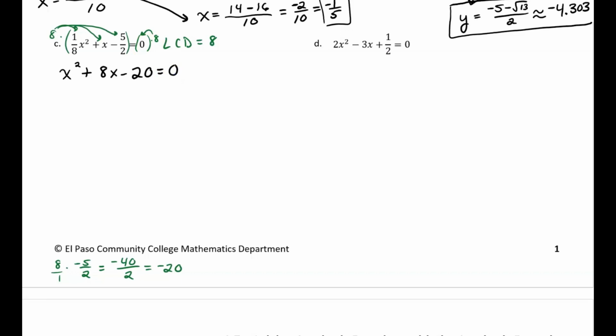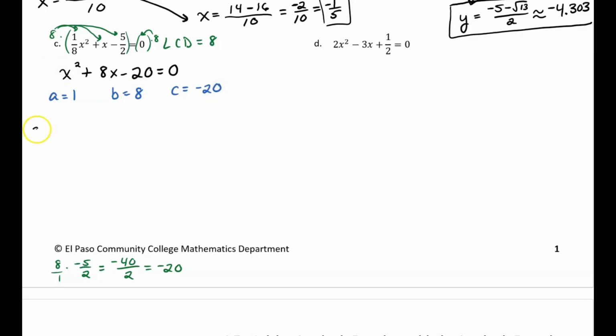So by clearing out that LCD, clearing out those fractions, we have an equivalent equation. This new equation is going to give us the same answers as the original, but it's so much nicer to work with, right? We don't have any more fractions. My 20 is a little bit large, but I can still deal with it, right? Okay, so then let's go to the quadratic formula. I need my A, my B, my C. So A looks to be 1, so it's a 1x squared. B is the positive 8, and C is the negative 20.